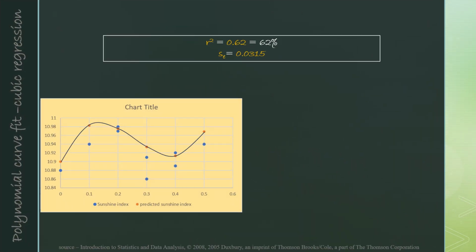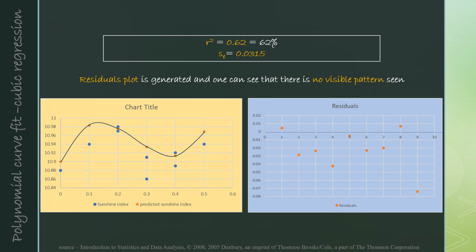R square equals 0.62, which is 62%, and SE equals 0.0315, which is quite small compared to the range within the y values. A residual plot is generated and one can see that there is no visible pattern.